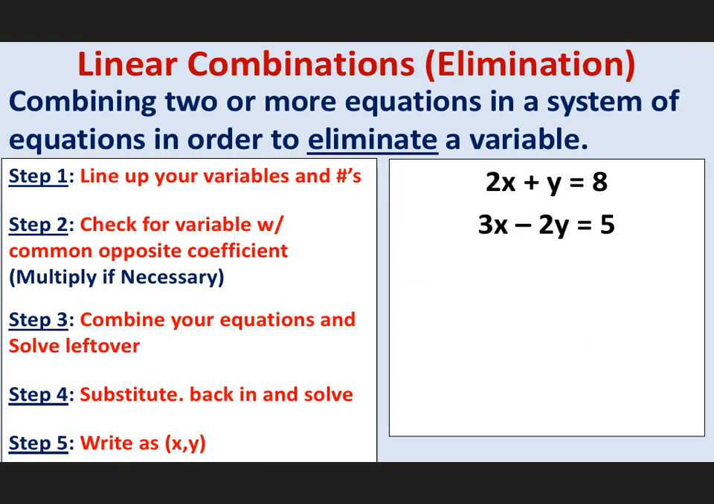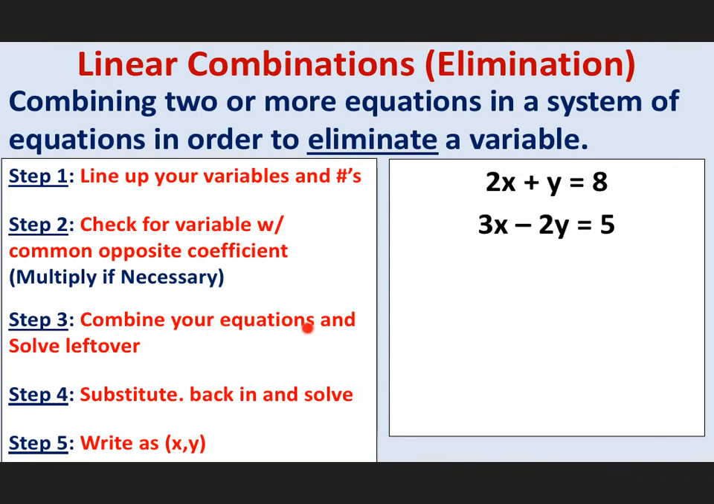Our last method is called elimination method or combination method. What you're going to do is line up your variables and your numbers. So your x's line up with your x's, your y's line up with your y's, and your numbers line up with your numbers. Usually there's the equal sign between the variables and the numbers. You're going to check to find what's called common opposite coefficients. Common meaning the same number, opposites meaning one positive, one negative. If there's not, you may need to multiply one or both of the equations to make that happen. So you can multiply everything through in one or both of the equations to make those common opposites occur.